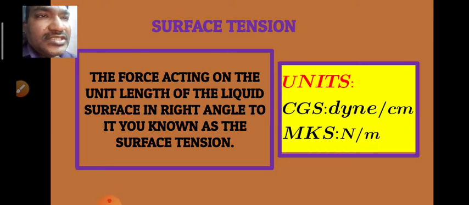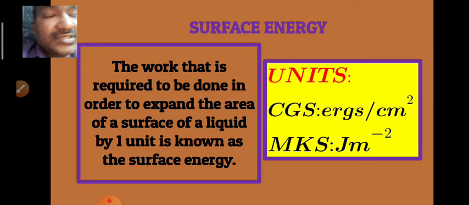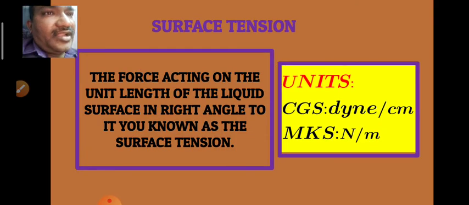Now we go for the units of the surface energy and the surface tension. The units of the surface energy are ergs per centimeter square and joule per meter square, in CGS and MKS units. And the CGS units of surface tension are dyne per centimeter, and the units in the MKS system are Newton per meter, N per m.